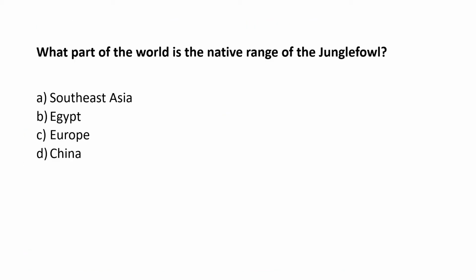So the first question that they talk about in that video is, you know, what is the part of the world that is the naming range of the first group of chickens that were artificially selected, and they give you these options: Southeast Asia, Egypt, Europe, or China. So the answer will be this one, as you watched in the video. This will be the answer.